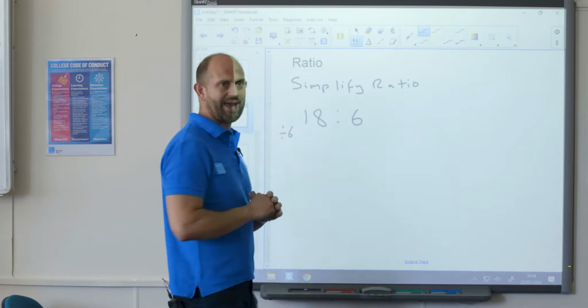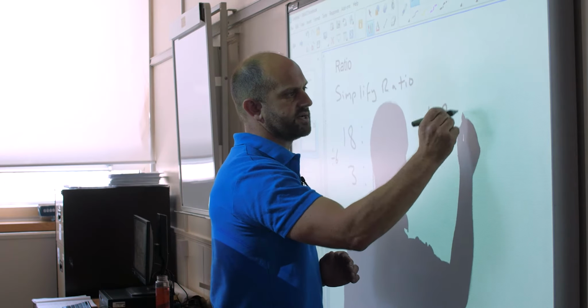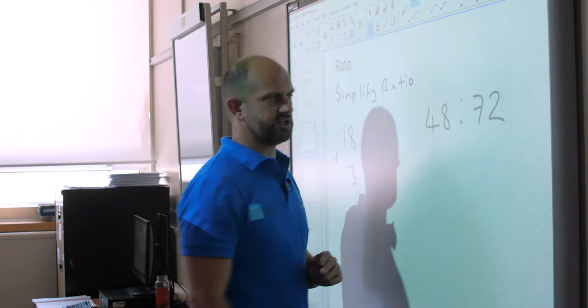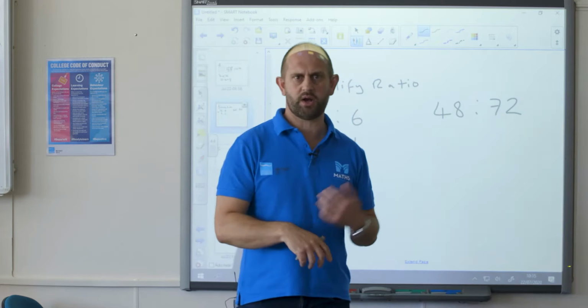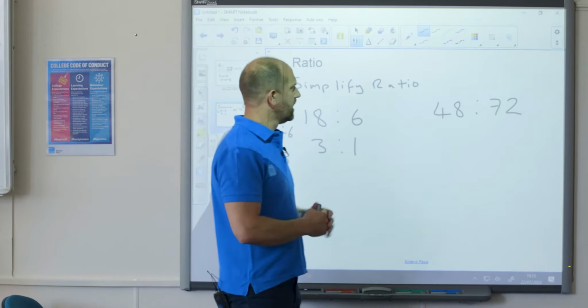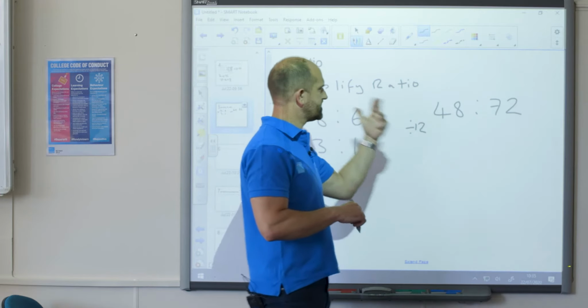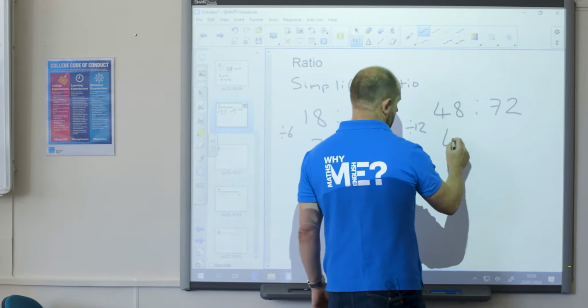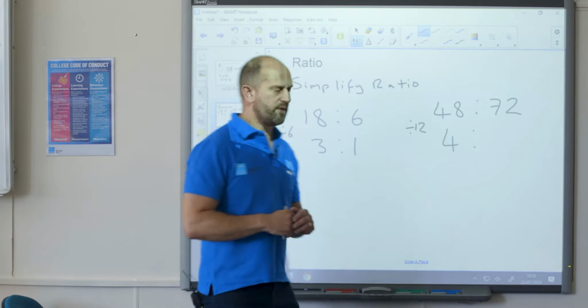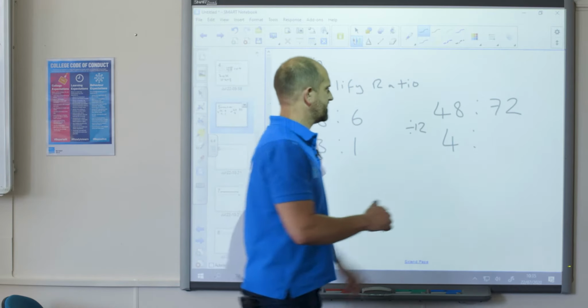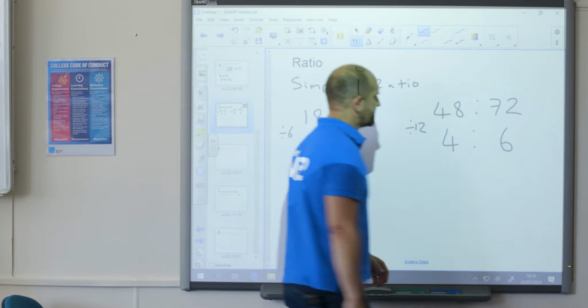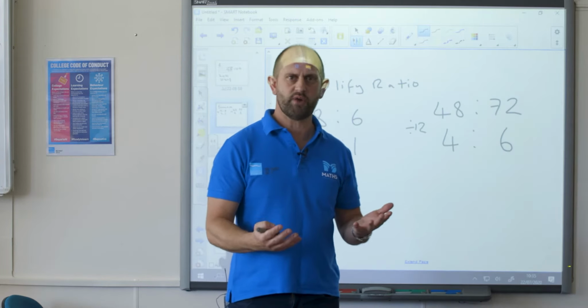If I look at another example then, I've got 48 to the ratio of 72. Now I'm not exactly certain what goes into both 48 and into 72, but I do know that 12 goes into both for an example. So first off then I'm going to divide both by 12, and in this case then 12's into 48, 12, 24, 36, 48, so that gives me 4. Counting on from there then, I then got 60 and 72, so that gives me 6. 4 to 6 then is my new ratio.